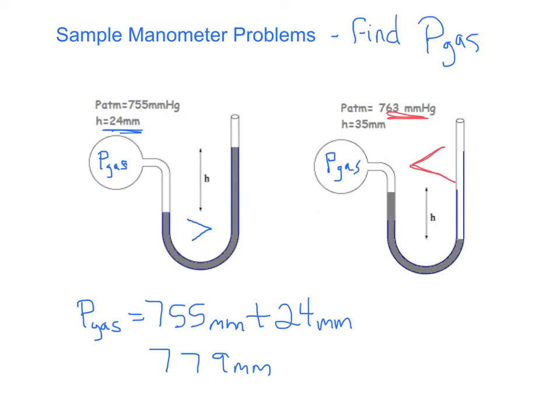So if we want to find the pressure of the gas, now we're going to start with the atmospheric pressure of 763 millimeters, and we need to subtract off the 35 millimeters. So the gaseous pressure here is going to be 728 millimeters for the gas in the enclosed container. And we'll work some more of these examples in class.